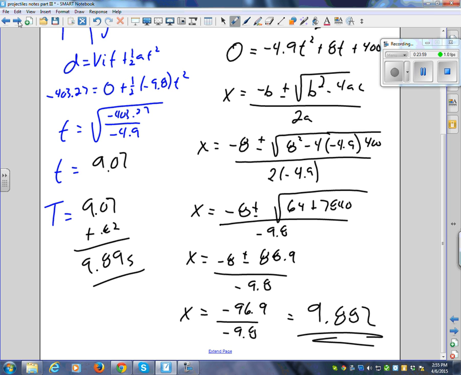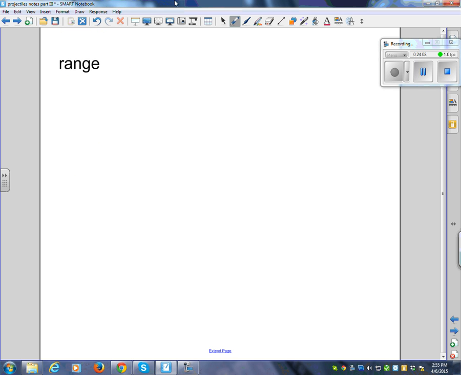Okay, so that's the total time. What else do we have left to do? The range. Is this easy? It actually is. This is the only time that you use the horizontal velocity. The only one that uses the horizontal velocity is the horizontal range. Everything else was vertical. Is there an acceleration horizontally?